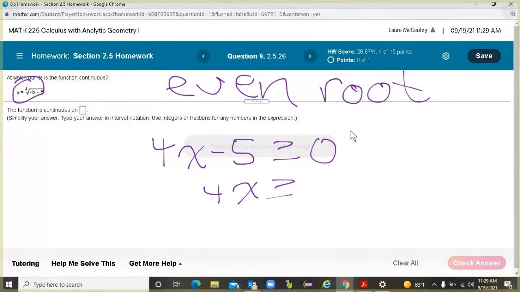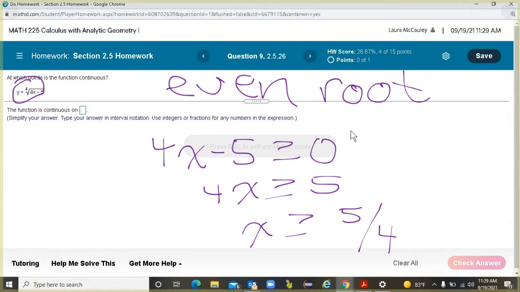So we can just solve this. We'll move the 5 over and divide by 4. So as long as we plug in anything greater than or equal to 5/4, we're going to be continuous. Okay, and it says to simplify.